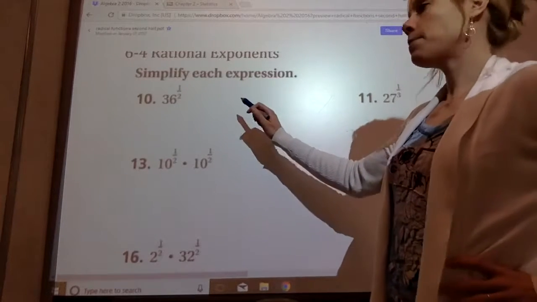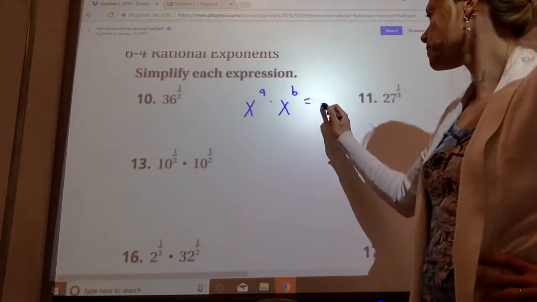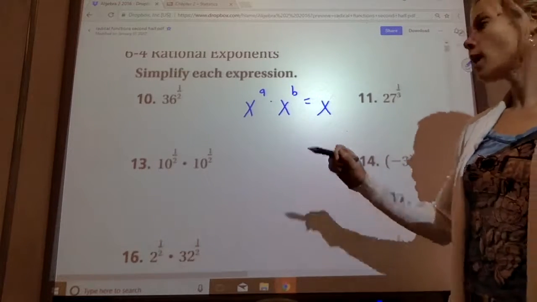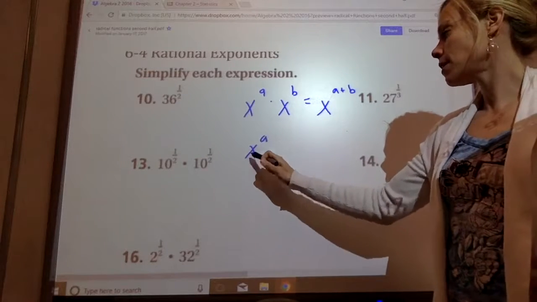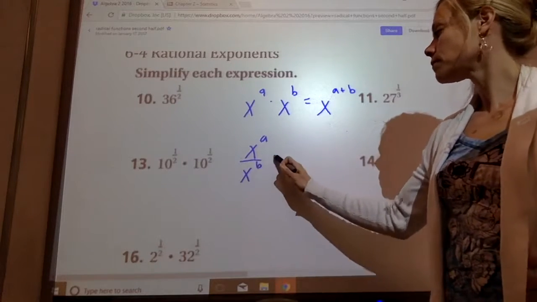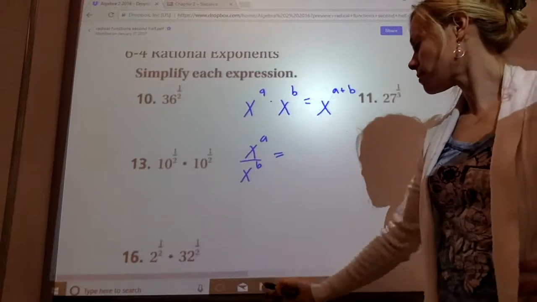Again, what happens if I have same bases and I'm multiplying? What do? You add the exponents. Very good. What do I do if I have same bases and I'm dividing? You subtract. Very good. Now, whoops, x to the a minus b.